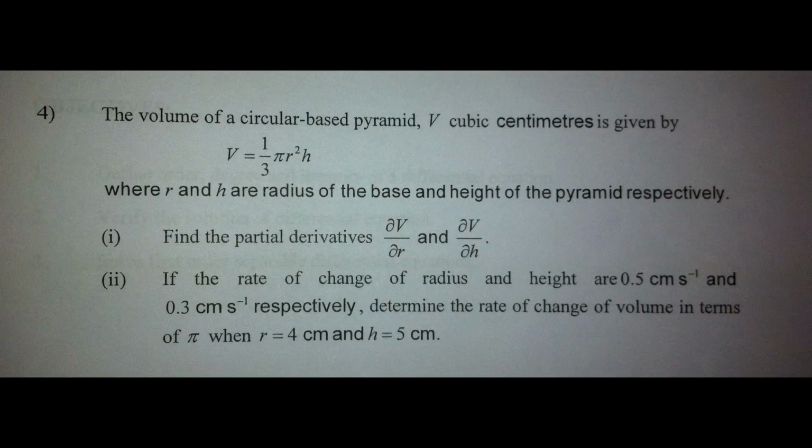The volume of a circular base pyramid, V cubic centimeters, is given by V equals 1 over 3 pi r squared h, where r and h are the radius of the base and height of the pyramid respectively. Part 1: Find the partial derivatives del V over del r and del V over del h.